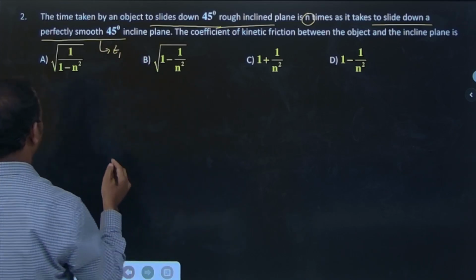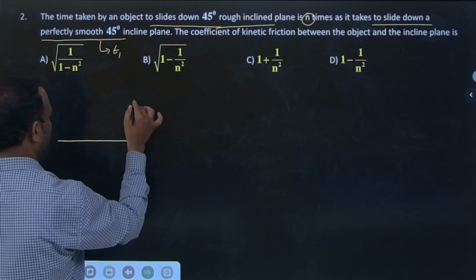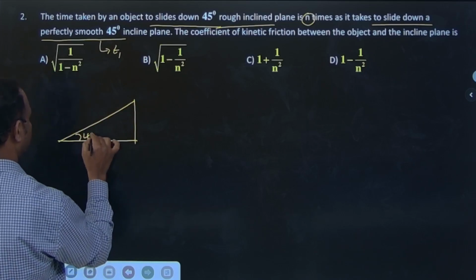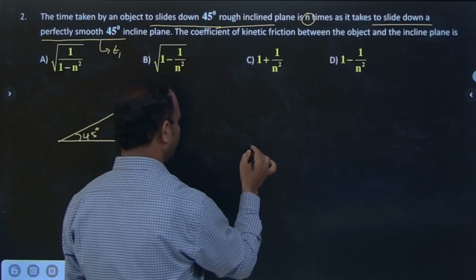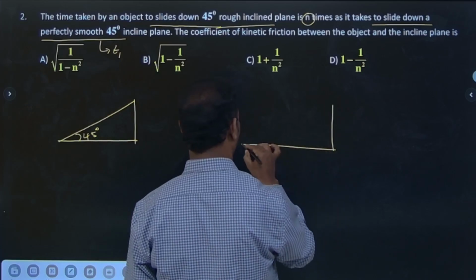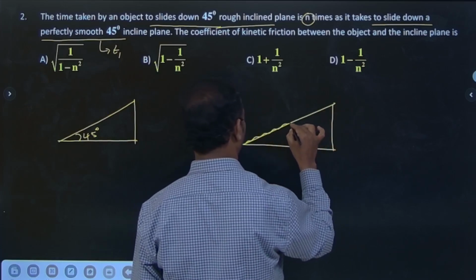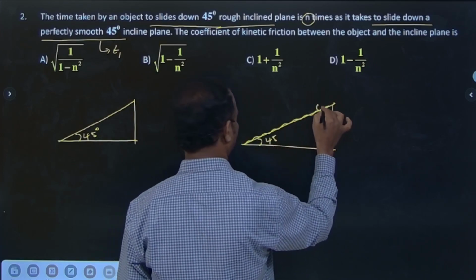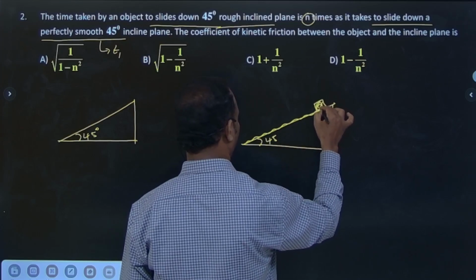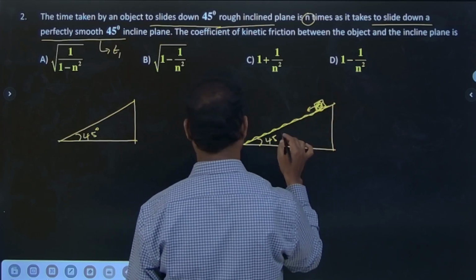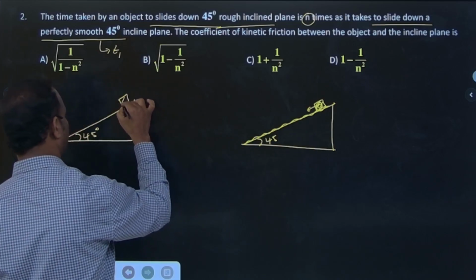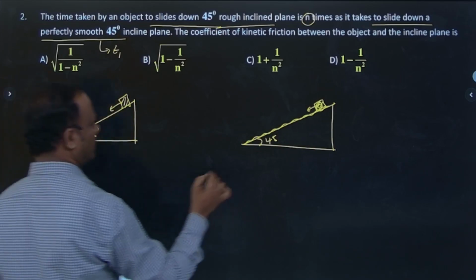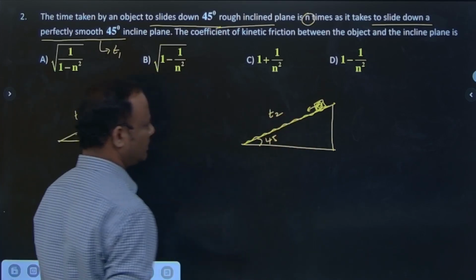First, here is the smooth inclined plane, with the angle of inclination given as 45 degrees. Here is the rough inclined plane, and its angle of inclination is also 45 degrees. The block slides from here to here in the downward direction. The time taken on the smooth plane is T1, and the time taken on the rough plane is T2.